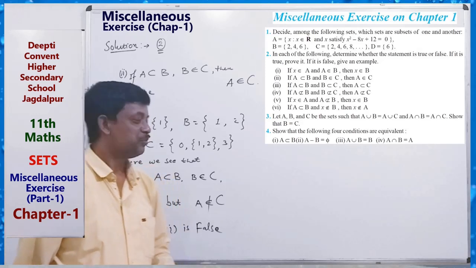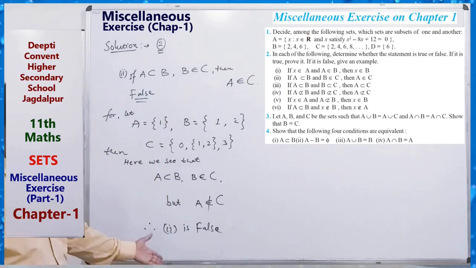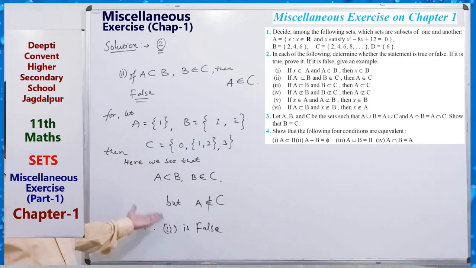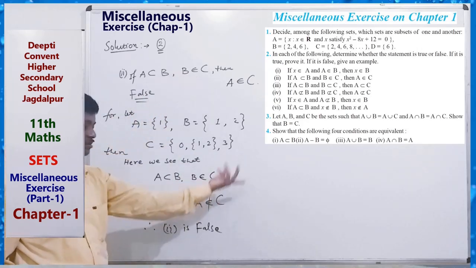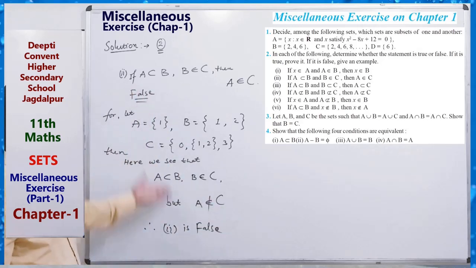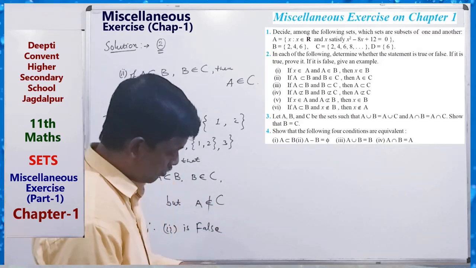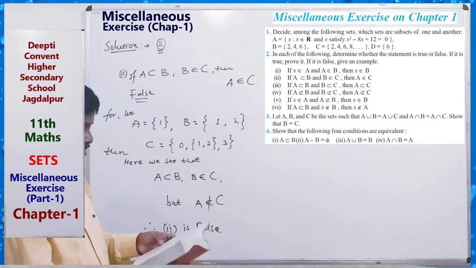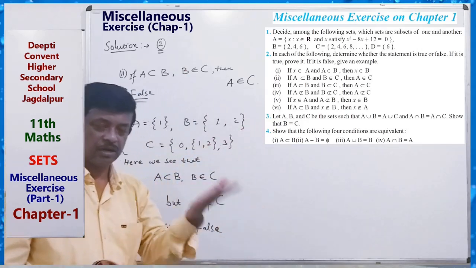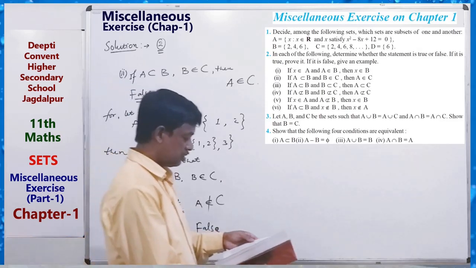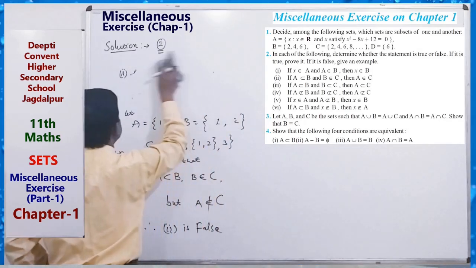Clear? So we have to make sets and give logic whether it is true or false. Here we see that A subset B belongs to C, but A does not belong to C. So this is false. There are 6 questions. Taking one question more, third, and then the remaining 3 are for you. Okay. So what is the third question?